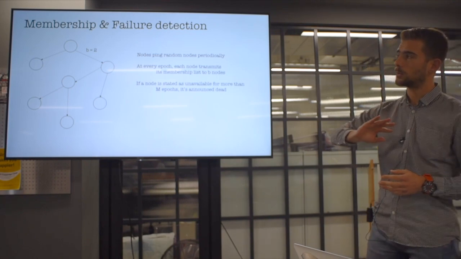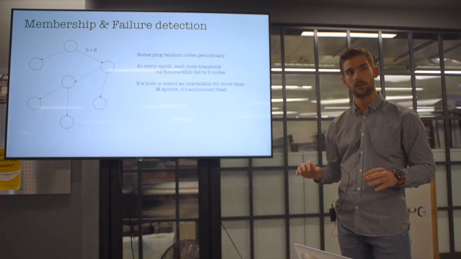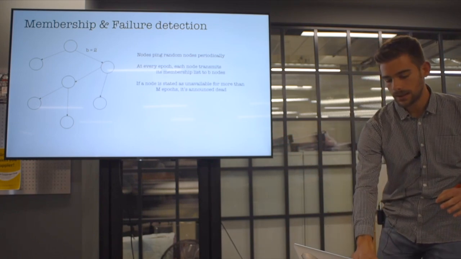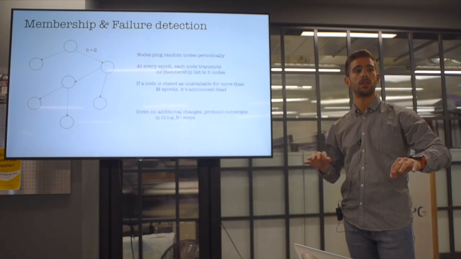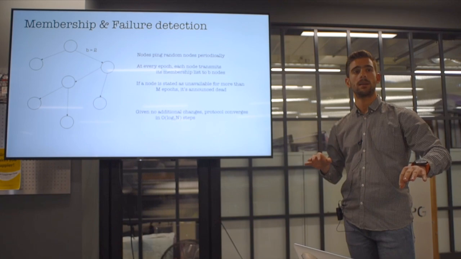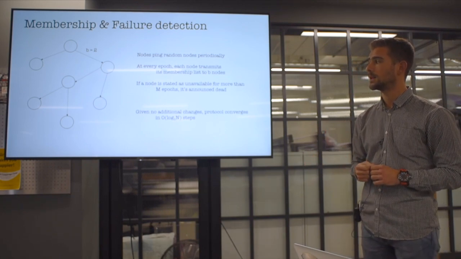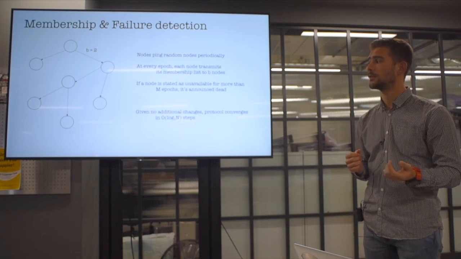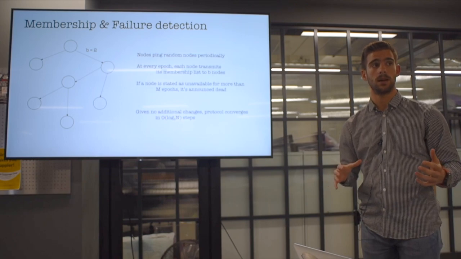And this is a completely separate topic. There are many, many papers about that. But the main gist is that if there are no changes in the system, if no nodes are dying and no nodes are coming up again, then in a logarithmic number of steps, the system would arrive at a consistent state. All the nodes would have the same picture, the same view of the system.